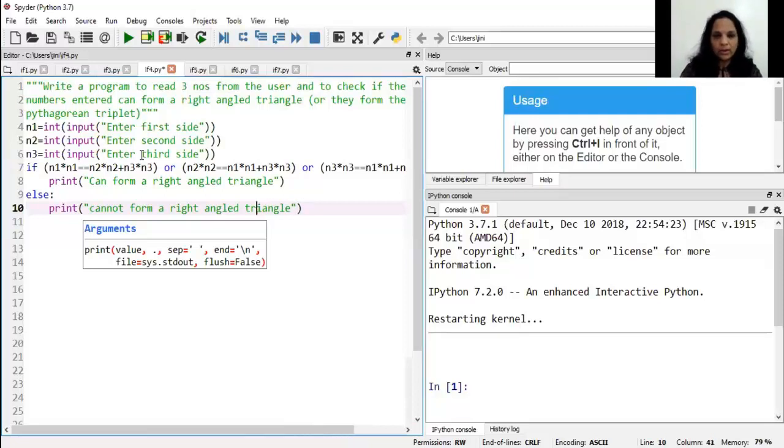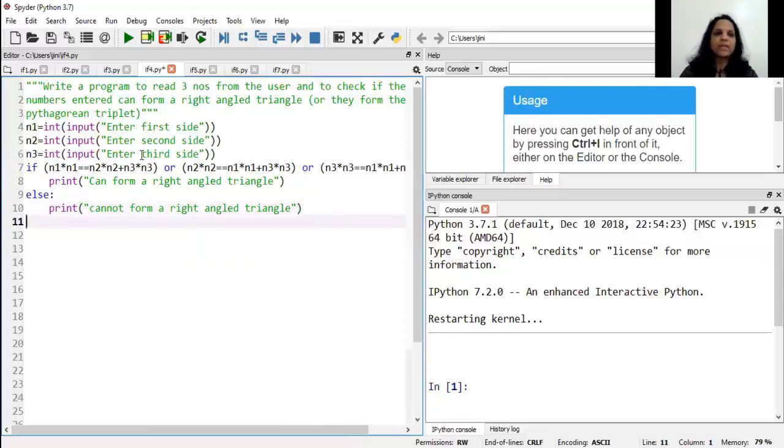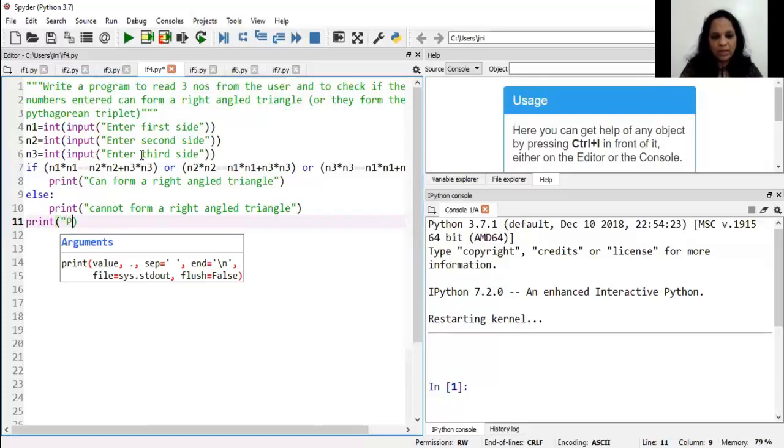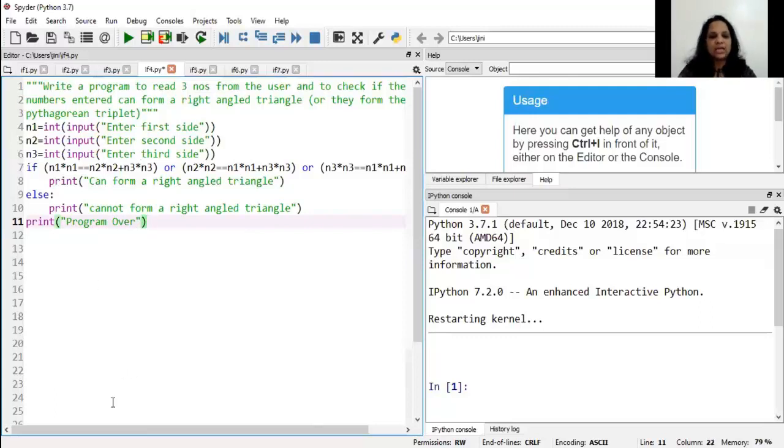Oh, I'm not very fast with my typing. But at the end, I want to say that the program is over. Not necessary, just to show you that irrespective of whichever condition you satisfy, you will definitely get this line. You need not write this all the time, but I'm just showing you. So you have all these conditions. Let me just execute the program.